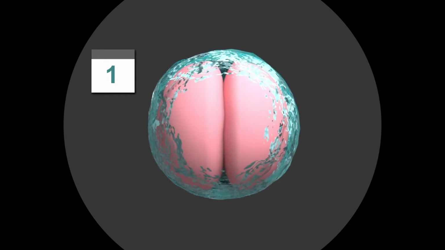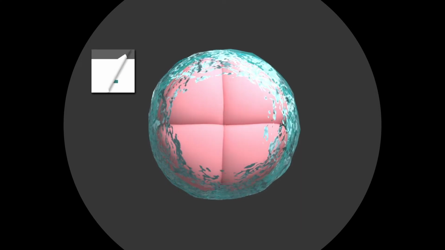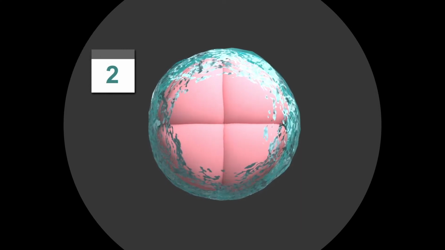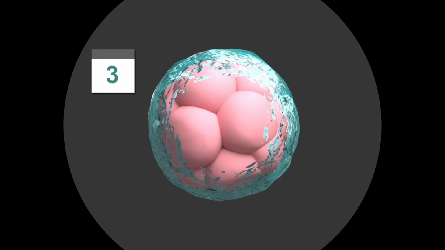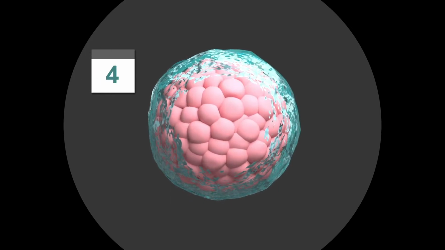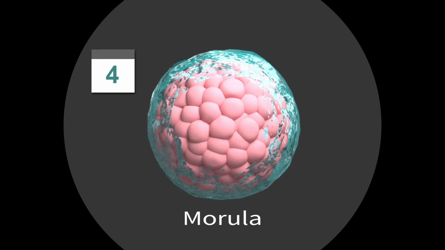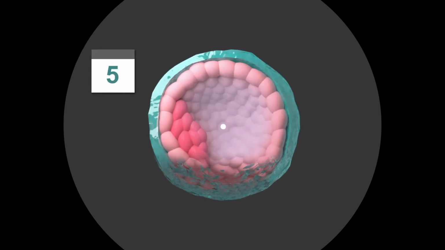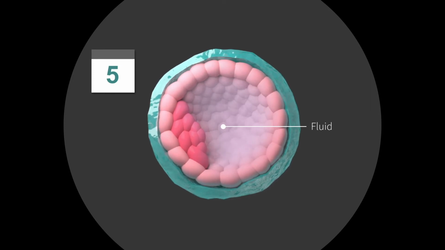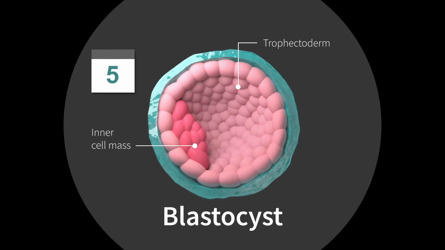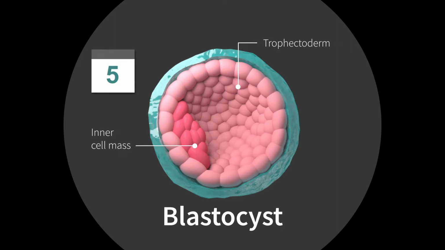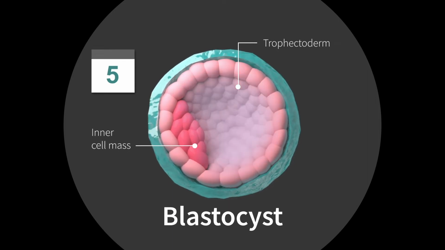The zygote divides into an early embryo with 2 cells. The next day, the embryo divides into 4 to 6 cells. On day 3, the embryo divides into 6 to 10 cells. On day 4, the embryo divides into a ball of cells called a morula. On day 5, a fluid-filled cavity develops within the morula, and the entire mass of cells is now called a blastocyst. The blastocyst consists of the trophectoderm that will form the placenta and an inner cell mass that will form the fetus. This is the usual rate of development, but some embryos take longer to reach the blastocyst stage.